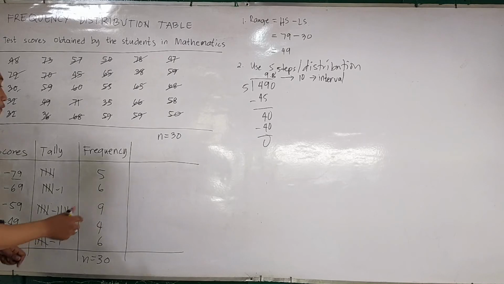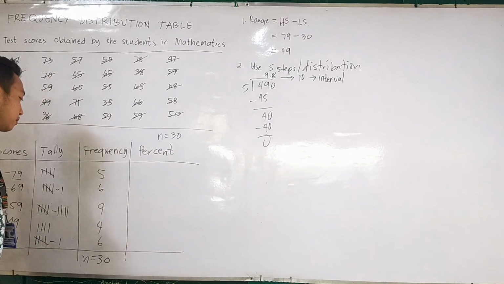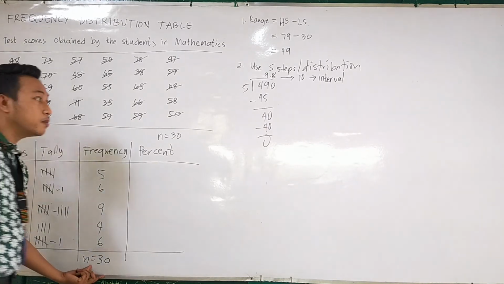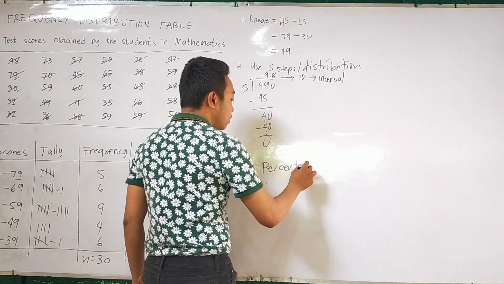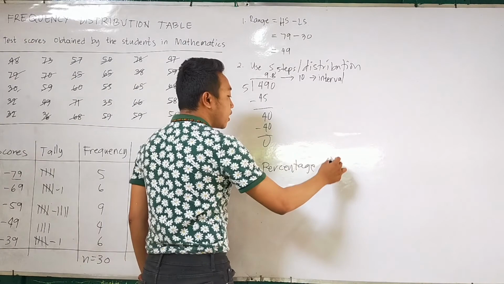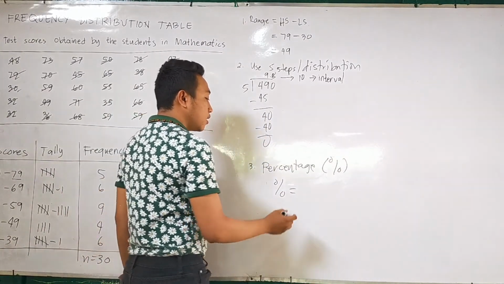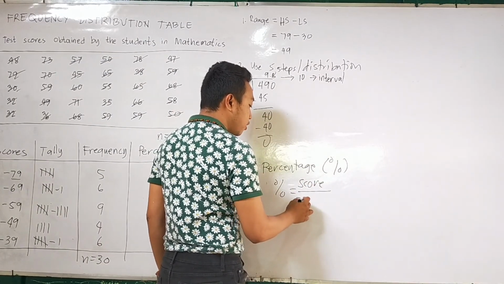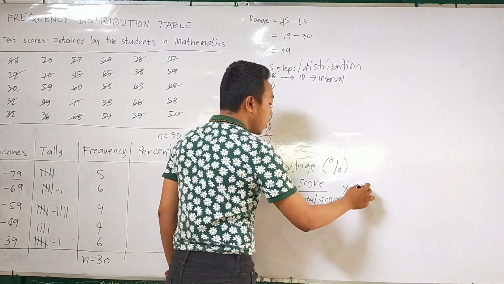Let us now make a percentage column. Meaning, what is the percentage of 5 out of 30? That will be the third step, percentage. Your percentage is computed using the formula: percentage equals the score divided by the total number of scores, times 100. That is your percent.